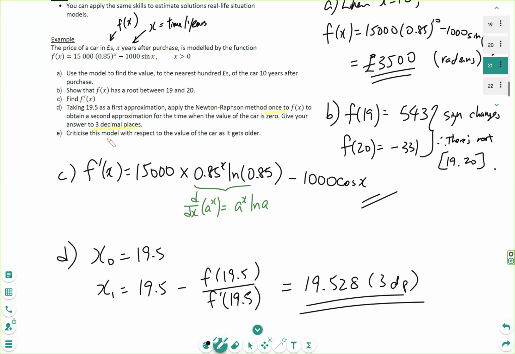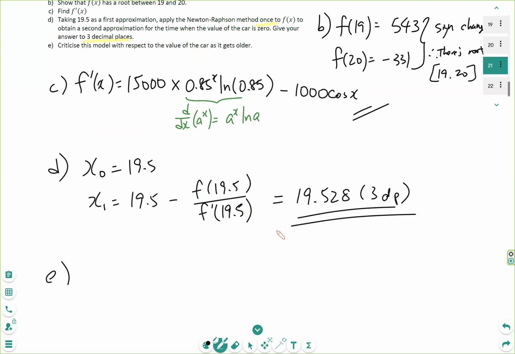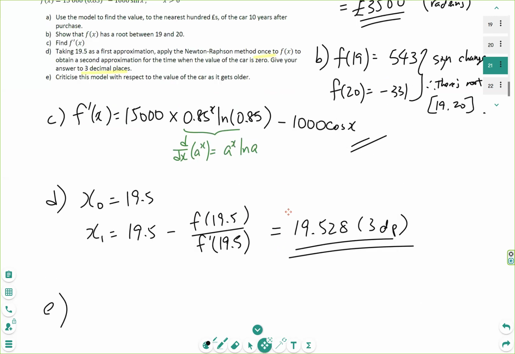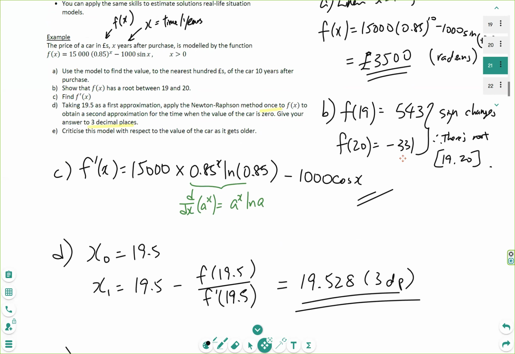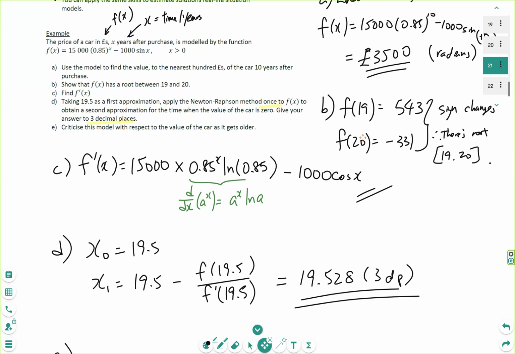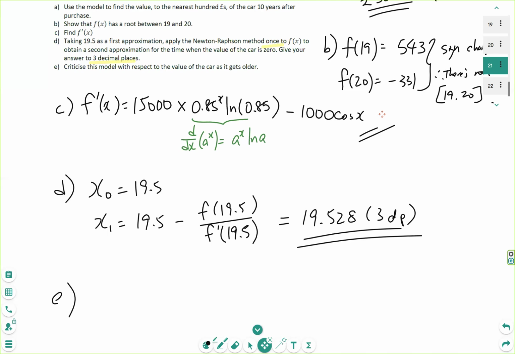Criticize this model with respect to the value of the car as it gets older. Well, as it gets older, think about when x, time, in here they use x as time, gets a big value. What happens here? Actually, that's negative. So when x equals 20, it's a negative value, but we know the car cannot have a negative value. Imagine that: a negative value. That means when you scrap the car, not only do you have to pay for that, but when you sell the car, you have to pay the buyer money. I'm selling the car to you, yes, but I have to pay you money.